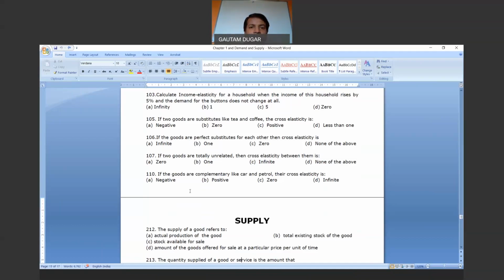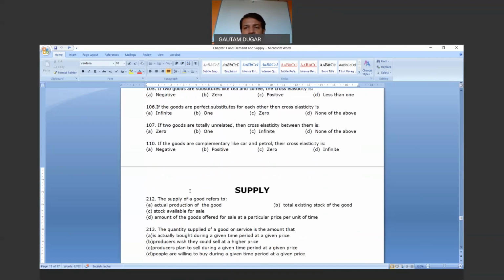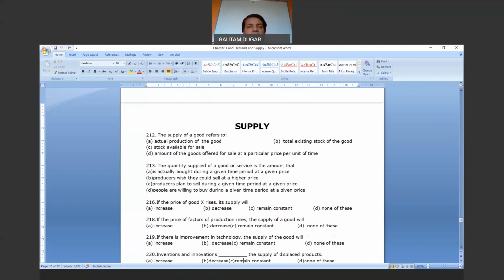Now moving down towards supply. With respect to supply, I'll straight away discuss the MCQ portion. In between, I'll take up the theoretical portions, because time is limited, and in this limited time we need to make maximum utilization. So I'll straight away stick to the MCQs and move to the theory later on or in between.